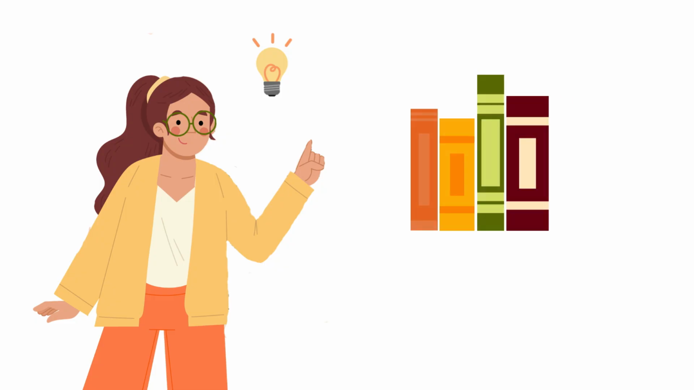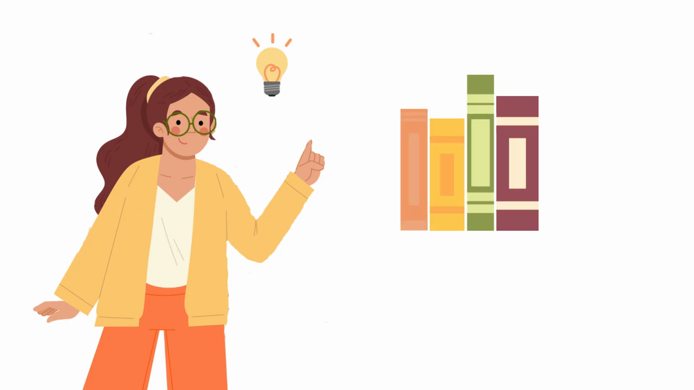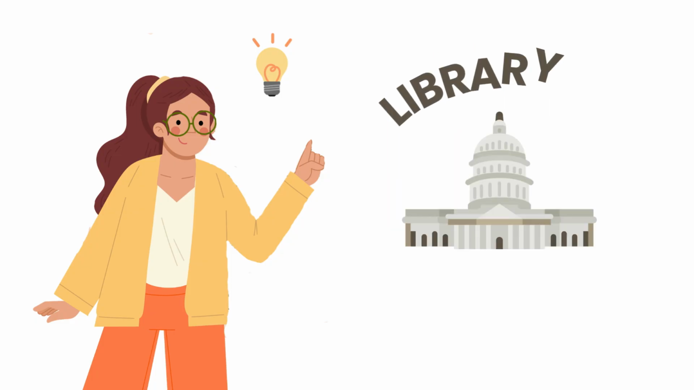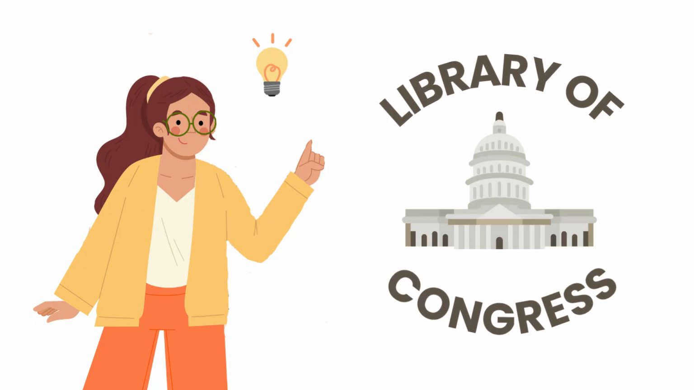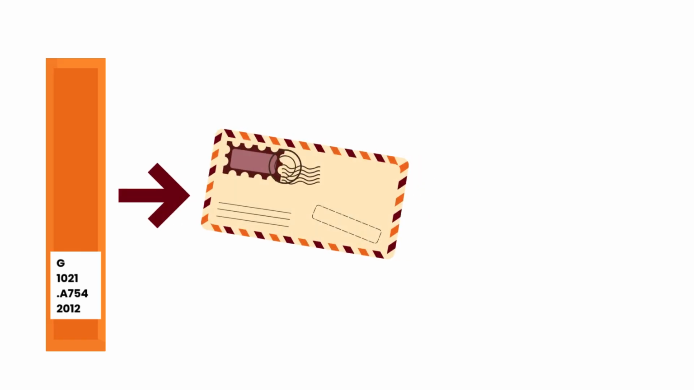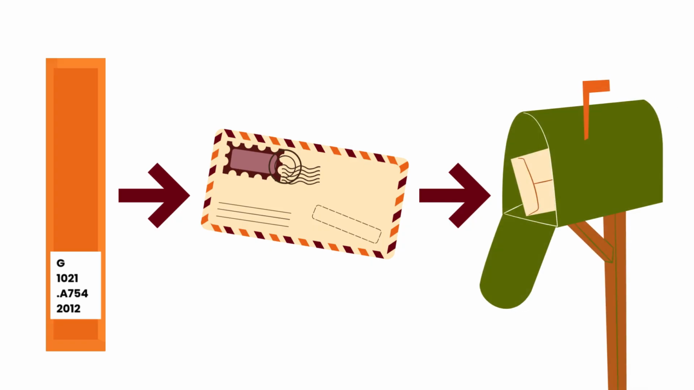Today, we'll learn about one of the most common methods for organizing books in academic libraries, the Library of Congress classification system. Library of Congress call numbers can be found on the spines of library books. They're essentially like the address on an envelope. They tell you exactly where they're supposed to go and where they can be found.